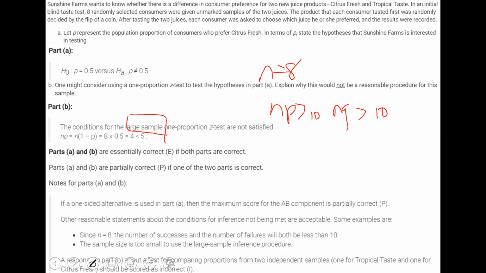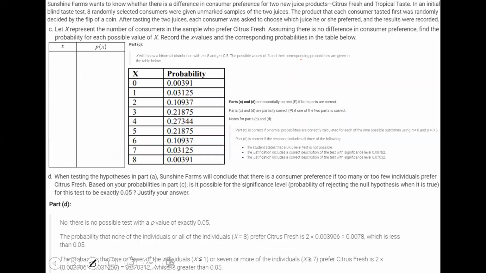And that was it for part A and B, okay? Part C. Let X represent the number of consumers in the sample who prefer citrus fresh. Assuming there is no difference in consumer preference, find the probability for each possible value of X. Record the X value and the corresponding probabilities in the table below.